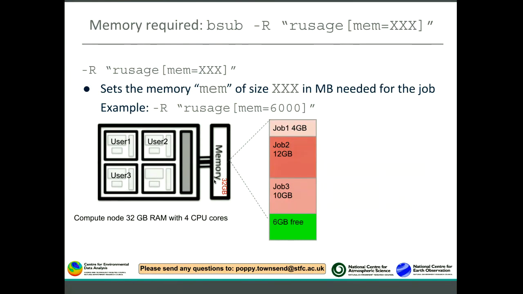And when you look at the memory size of this compute node, in this example it's 32 gigabytes shared by all 4 cores. Now when you look at how the memory is being used, you can see, for example, job 1 is using 4 gigabytes, job 2 12, and job 3 10. What's in green is the free memory. Now LSF has found that this host is suitable because it has 6 gigabytes free and 1 single core free. So my job gets allocated to this host because I made it specific.